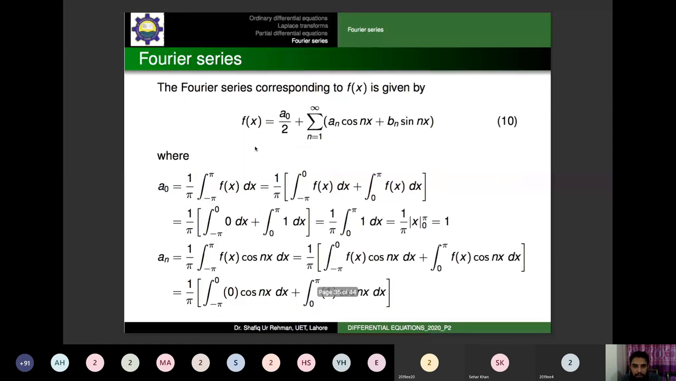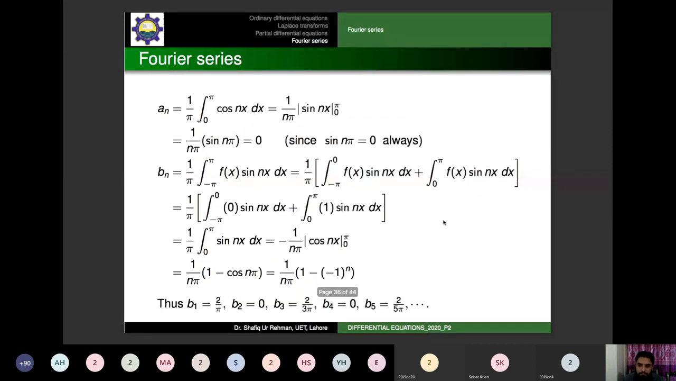We have calculated a naught as 1. Now an is equal to 0. Finally, we need to calculate bn. Same formula is there. Instead of cosine, it's sine nx. Split into two pieces, bringing in 0 over the part from minus pi to 0 and then from 0 to pi.